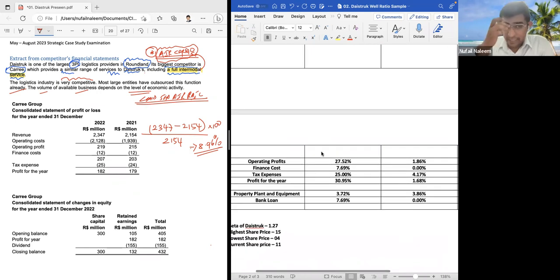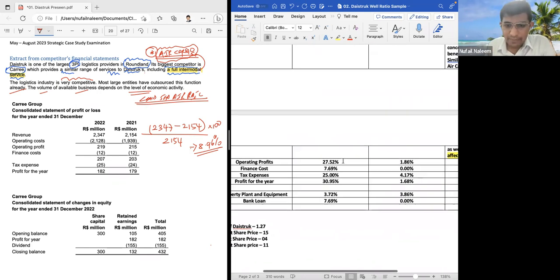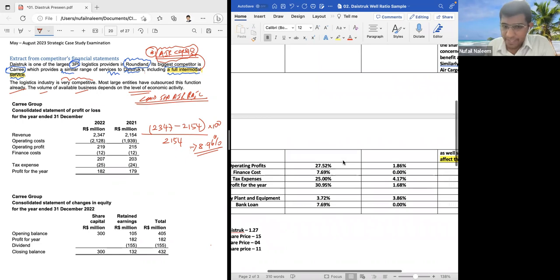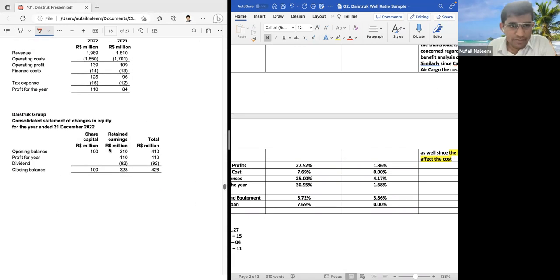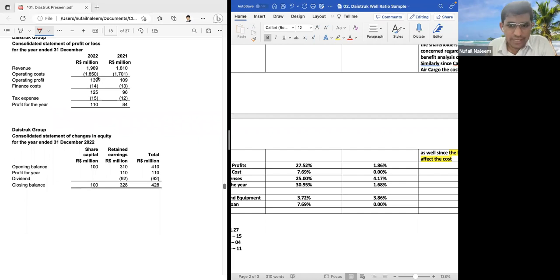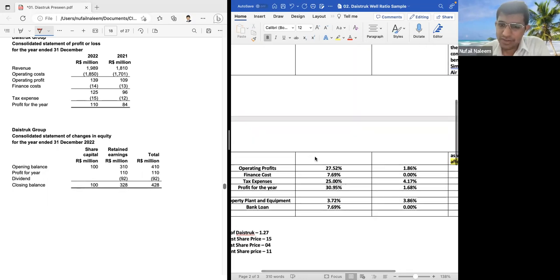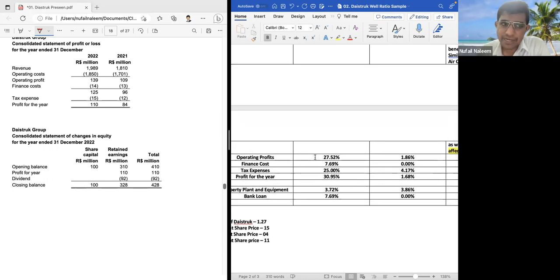Perfect. Now, students, operational profit is 27.52 and here it's only 1.86. Now you see here, Carry, 215, 219, only 4. If you observe our company, 109 to 139, there's a 20 increment compared with us and theirs. So students, what is your observation? How did we manage to increase our operating profit a little higher, although the revenue growth was less?